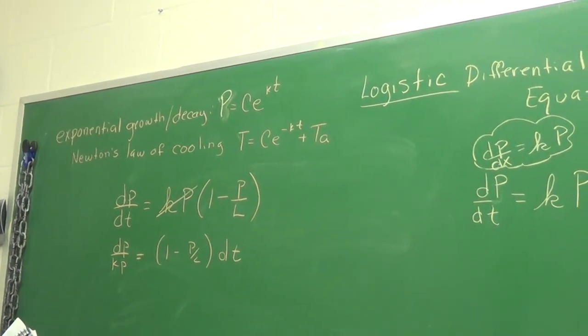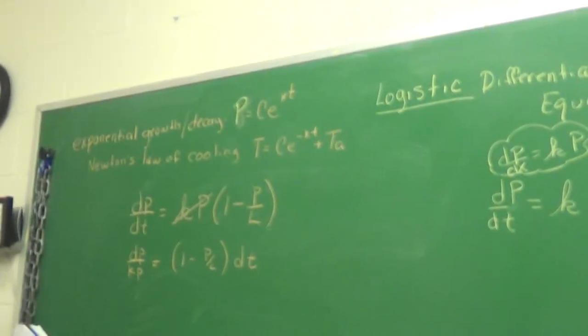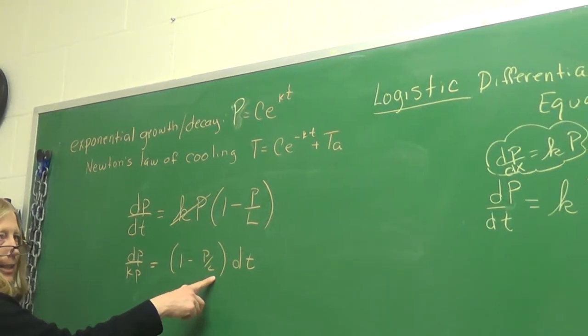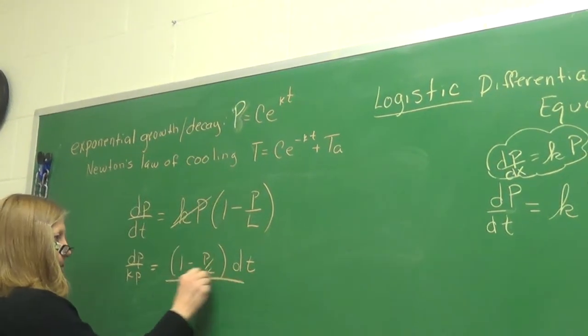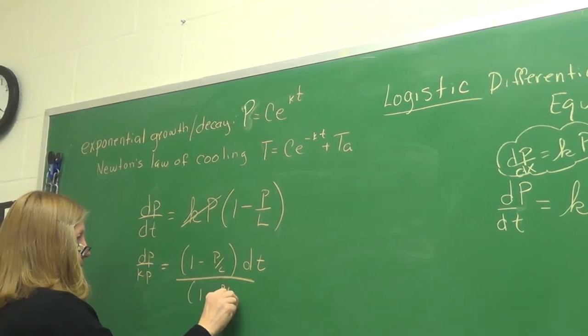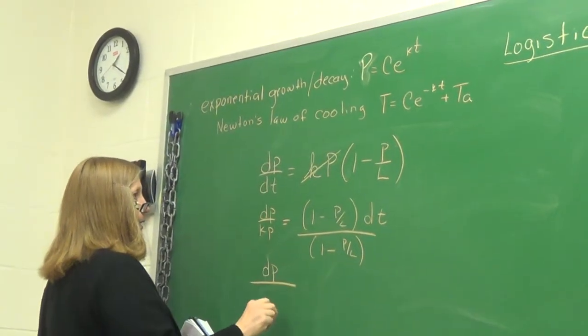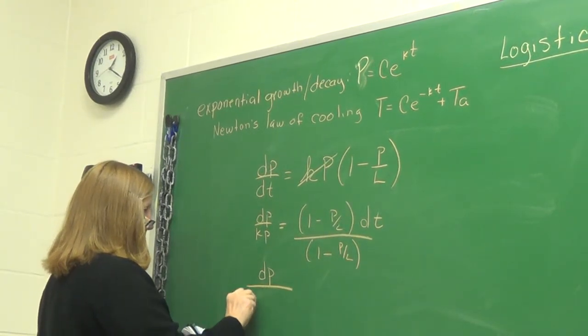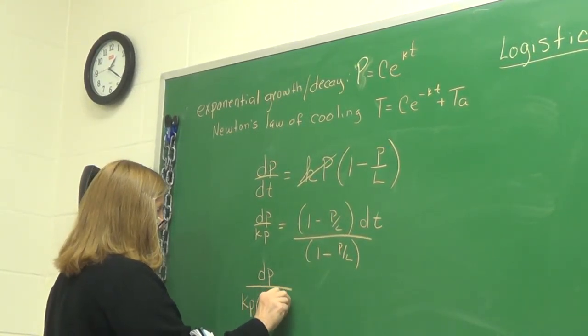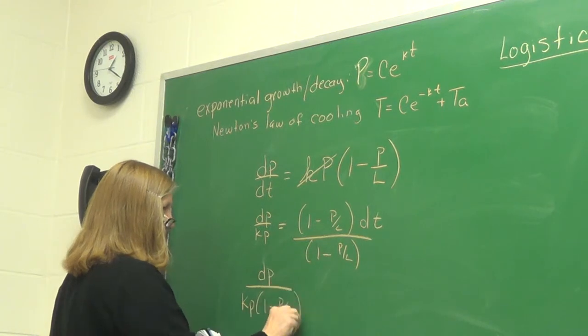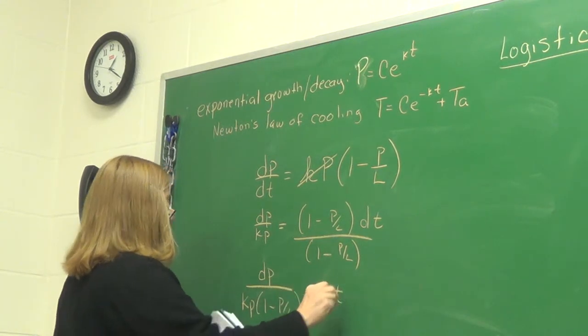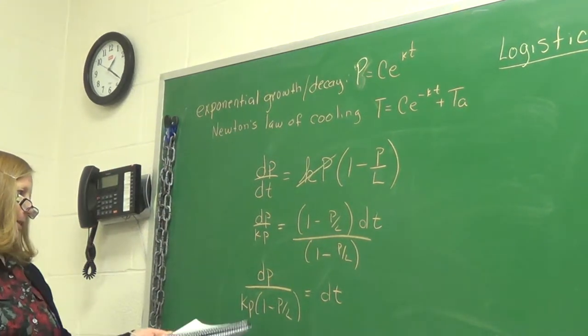So it's not too far off. Since L doesn't matter what side it is, just divide by that. So that doesn't seem too bad. We have a dp, and we have a kp, and a 1 minus p over L, and just a dt over here. He looks kind of lonely.